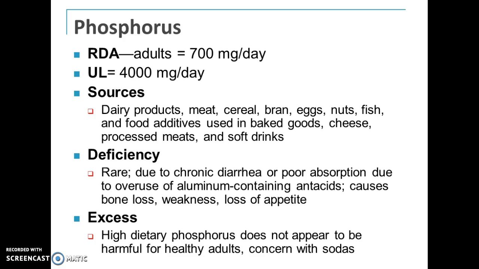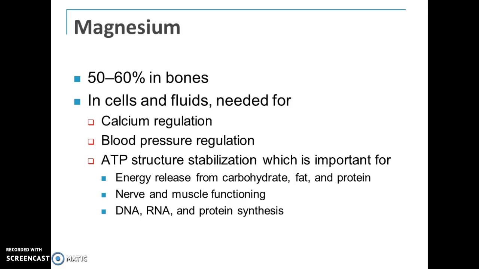The RDA is 700 milligrams per day, UL is 4,000 milligrams per day. It's widely spread in foods, and deficiency is rare. In terms of excess, it doesn't seem to be harmful for healthy adults, but there is a concern that soda is so high in phosphorus and so low in calcium that it replaces some of the calcium in our diet.